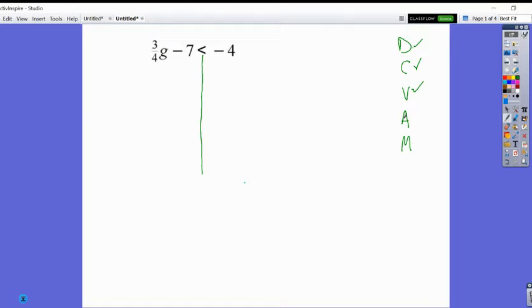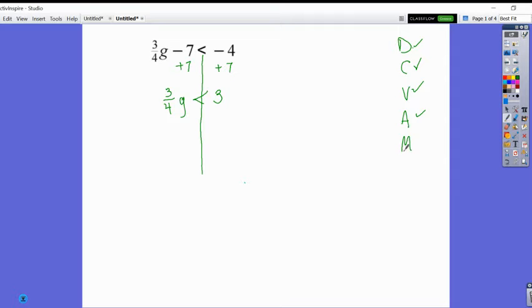Then the A gets us to add or subtract as you need to isolate that variable term. So we will need to add the 7 to the left and add the same 7 to the right. This results in 3/4 G being less than, and now combining these terms on the right, -4 plus 7 makes 3.